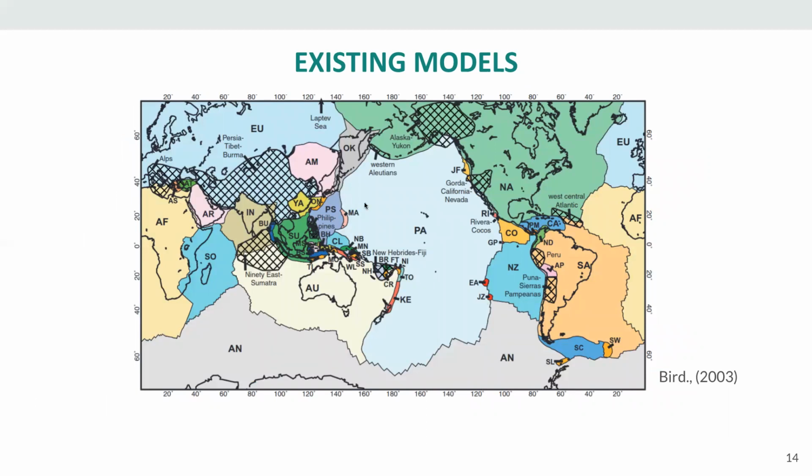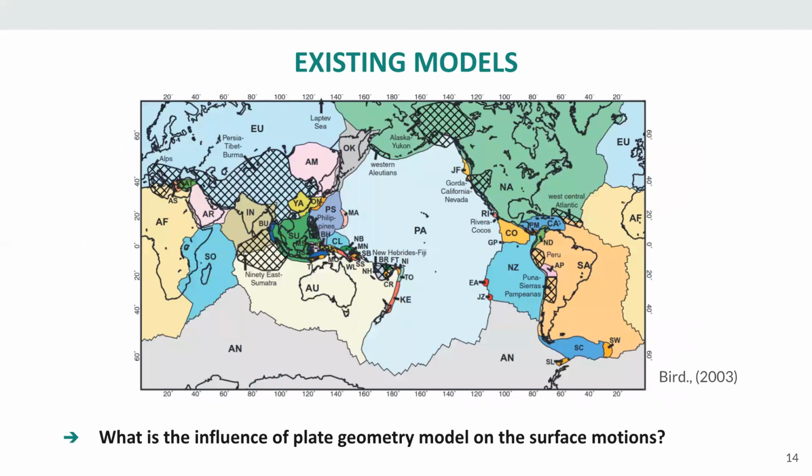And this is the model by Peter Bird, which shows the inclusion of several microplates, and also, in the checkered regions, the diffuse deformation, where the plates are very difficult to map, or a single Euler pole is difficult to define. And one of the questions I want to ask with my global mantle flow models is the influence of a different plate boundary model on the surface motion. So not using the older model, but a more advanced model, and how does it affect the modeled surface velocities?